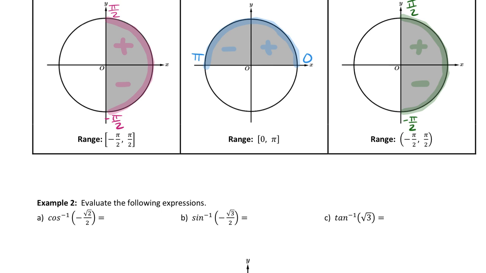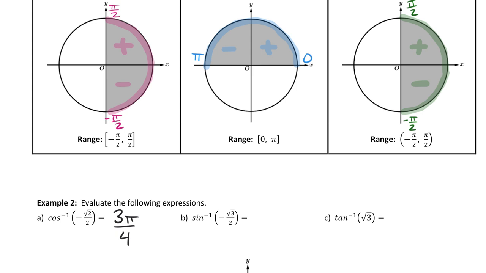Now, square root 2 over 2. Think about the hand trick. What angle would give you square root 2 over 2 for cosine? Pi over 4, yes? But if we're in the second quadrant, what version of pi over 4 is that? 3 pi over 4. The inverse cosine of negative square root 2 over 2 is 3 pi over 4. We just did the unit circle inversely. Cool.